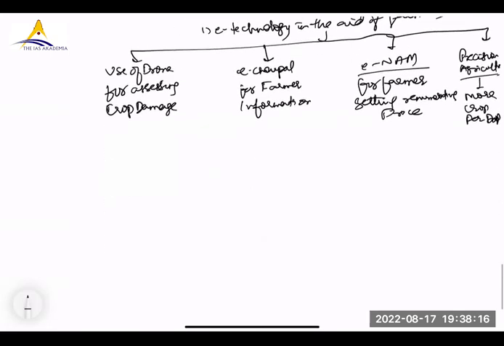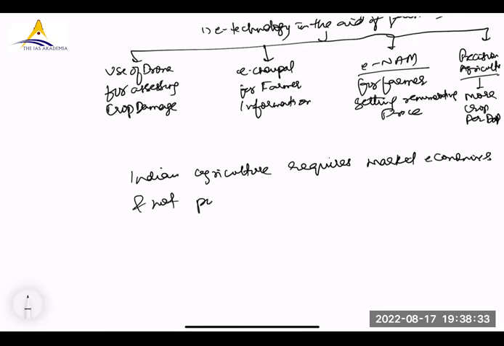In conclusion, you can write Indian agriculture requires market economics and not political solution for becoming remunerative. Okay. So this is the answer, and there can be many points that we can write in solution.